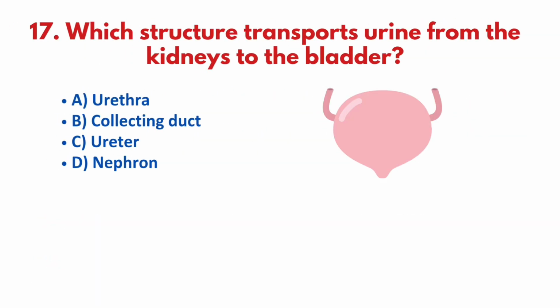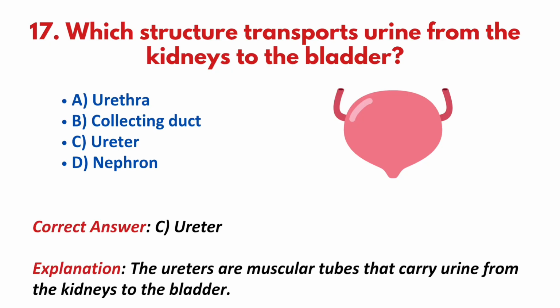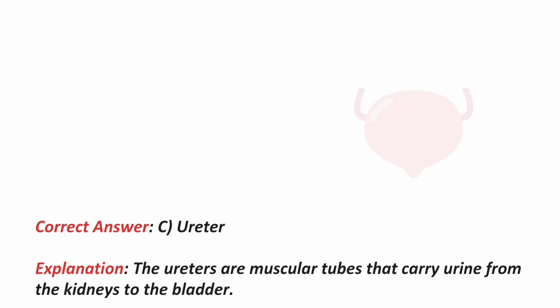Question number 17. Which structure transports the urine from the kidneys to the bladder? Options are urethra, collecting duct, ureter and nephron. And the correct answer is option C, ureter. Ureters are muscular tubes that carry the urine from the kidney to the bladder. So the correct answer is option C.